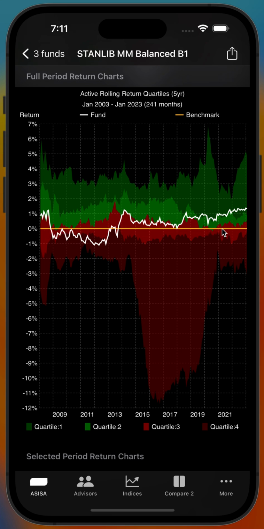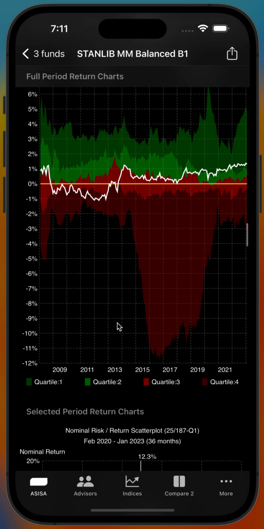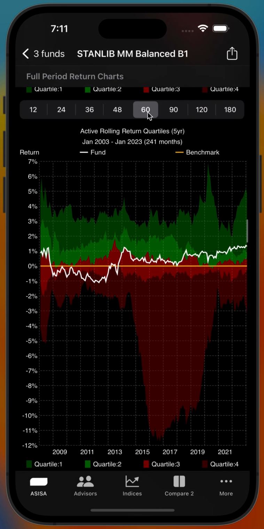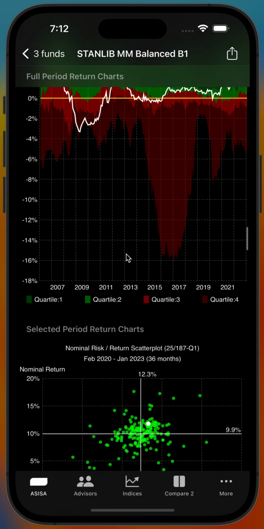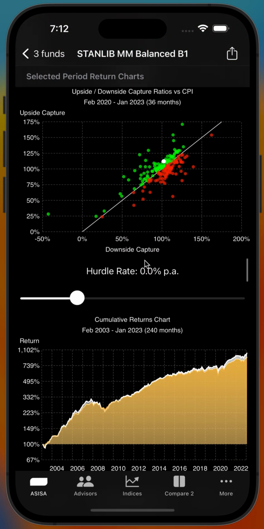So the median's that orange line. The funds sometimes outperforming the median, sometimes below the median, sometimes in the fourth quartile, sometimes in the third quartile, sometimes in the second, and the dark green is when it's in the first quartile. So obviously, clearly, recently, been performing very well. And you can change the period, so that's over rolling 60 months, 5 years. This would be over a rolling 3-year basis. You can see it spent some time in the beginning in the top quartile, some time in the bottom quartile, and more recently in the top quartile. Okay, so we've had a look at the upside downside capture.